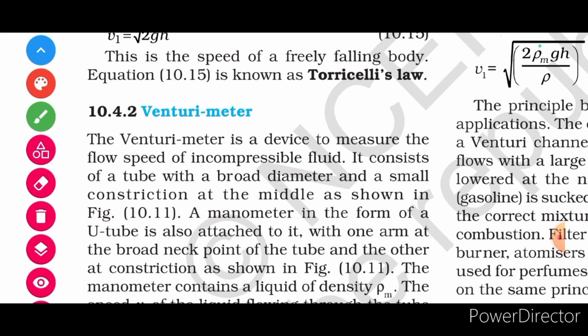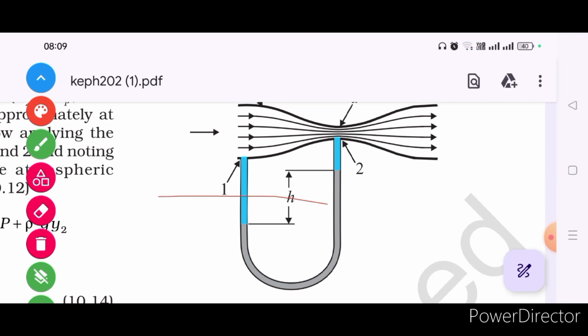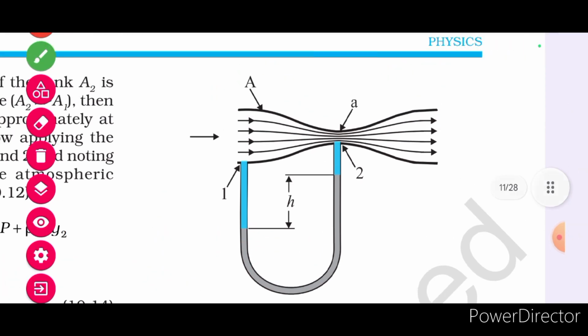So how does this device look? It looks just like this. You see here is a constriction. This is a kind of pipe with a varying cross section. At the constriction the area is very small. We will apply the principle of continuity. This region has a larger area, so the velocity will be low here. This is a smaller area, so the velocity will increase here.